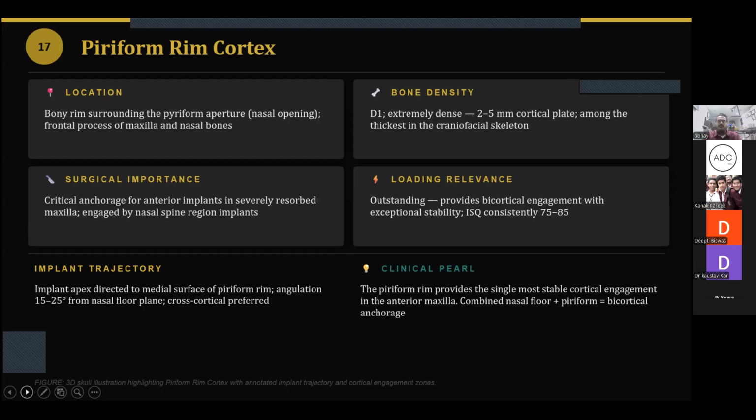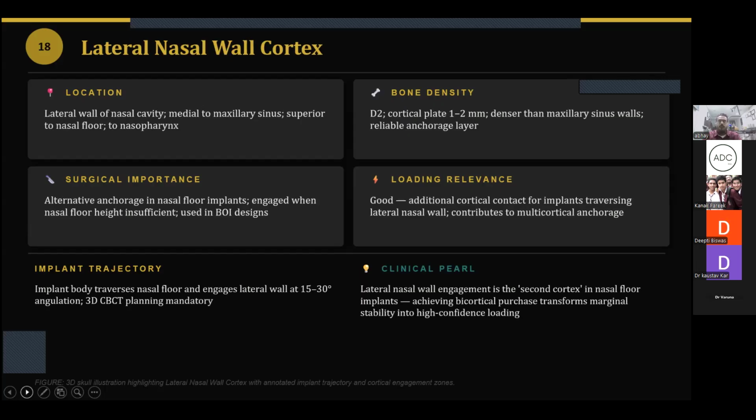Now, the lateral nasal wall cortex. When you go from the premolar region, instead of engaging the floor, you tend to engage the lateral nasal wall most of the time. This is a highly corticalized area. You get good engagement, and this is kind of multi-cortical engagement because you go through the sinus, or anterior to the sinus wall, you are engaging that sinus wall as well, which is a kind of cortical, and then you are perforating the nasal wall and engaging that wall as well. So this is kind of a multi-cortical anchorage area.